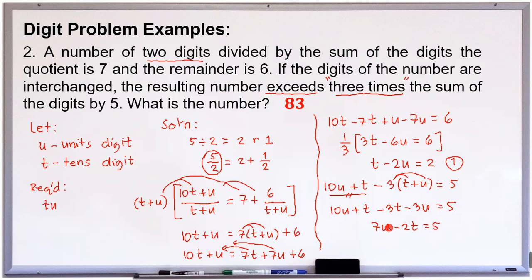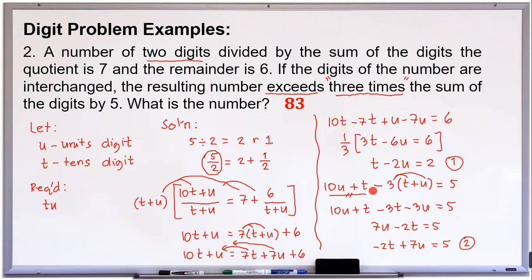Now we are going to modify this one so that the arrangement of this second equation will be the same as the first equation. So in our first equation, we started with the variable t. So let's do the same thing to our second equation. So let's start with negative 2t, then plus 7u is equal to 5. So this will be our second equation.